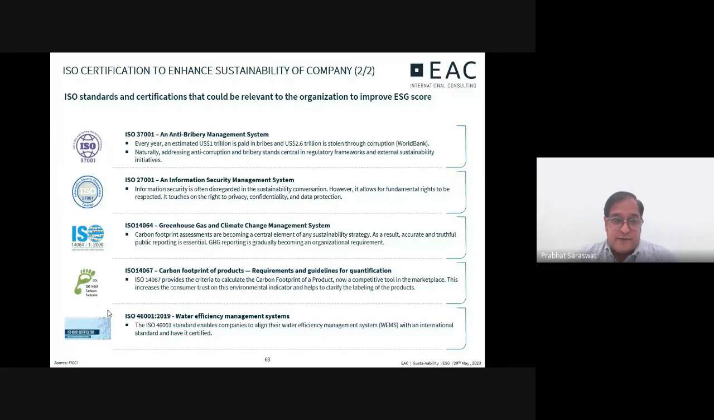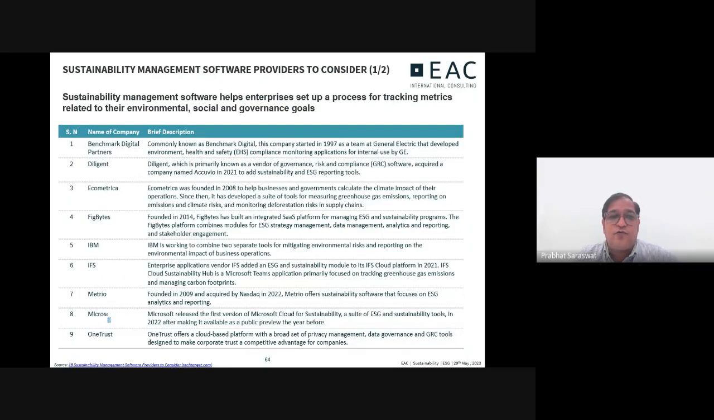Then ISO 37001 anti-bribery management system is there, 27001 ISMS, Information Security Management System, and for GHG and climate change, a management system is also available, ISO 14064. And for carbon footprint or product life cycle assessment, 14067. There are also standards for water efficiency or water management. So these are the various ISO standards which help a company become more sustainable or score high in the ESG aspects.